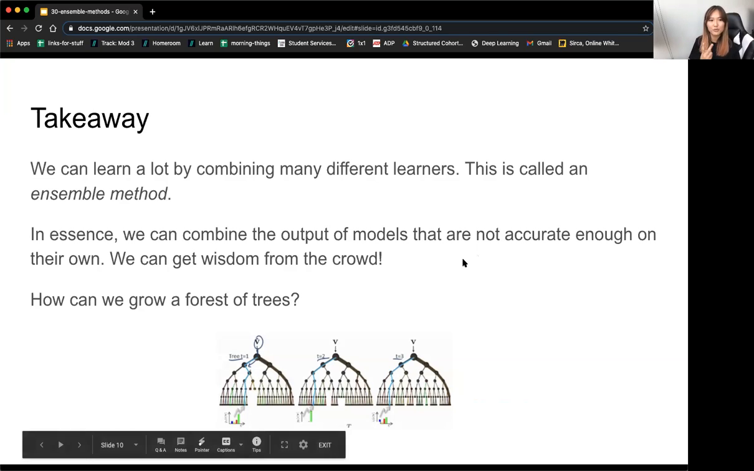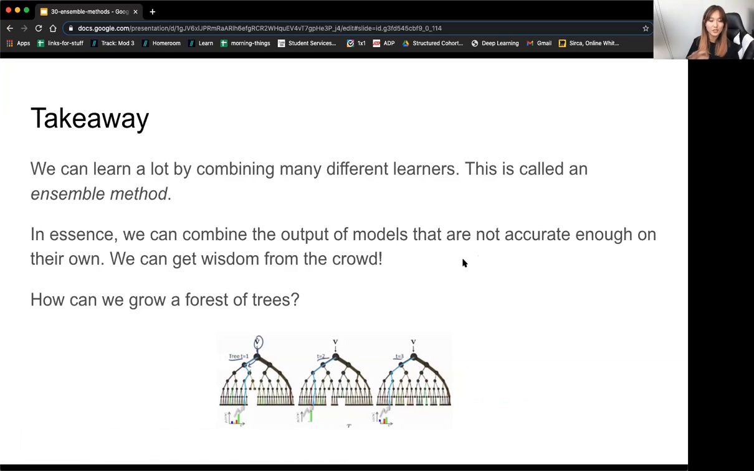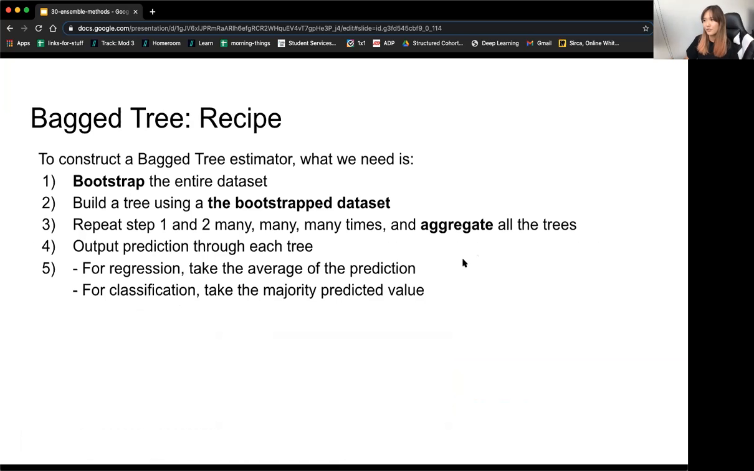So we're going to talk about two main tree ensemble methods today, one of which is bagged trees, and then we're also going to talk about random forests. People often get confused between the two, but they are two different algorithms. So first, bagged trees. This is just an overview of the steps that we're going to go into in more detail in a little bit.